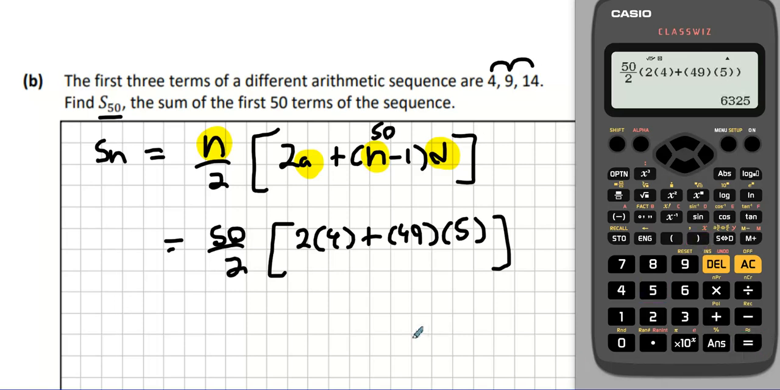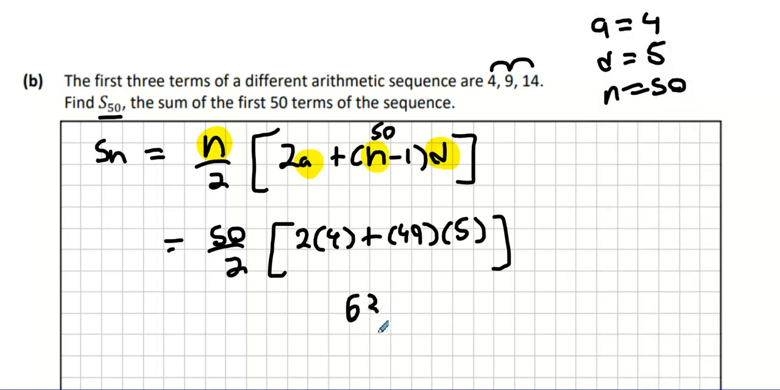And we get 6,325. Okay, and that's my answer for S50. The first 50 terms, all added together, will be 6,325. Yeah, that makes sense. All right.